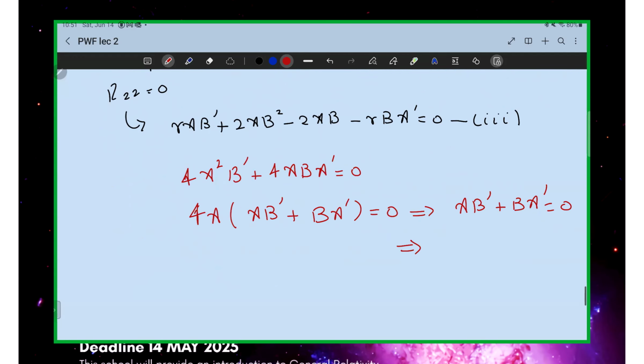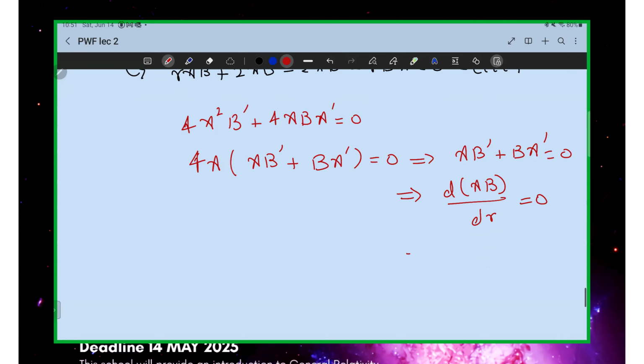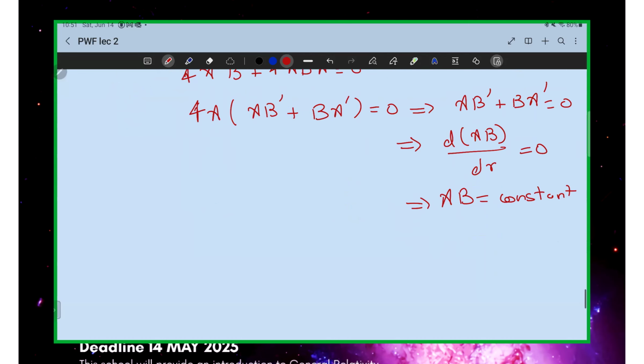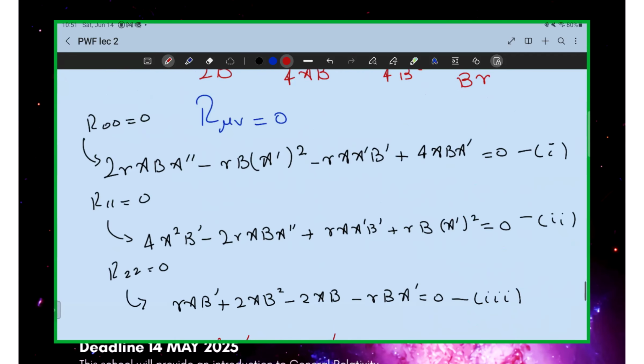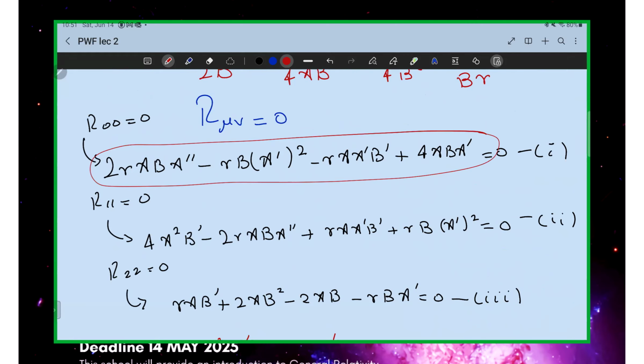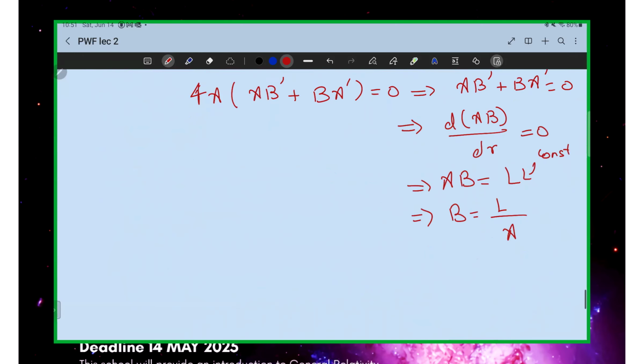The left hand side is just the derivative of ab with respect to r, and that gives you 0, which means that ab is a constant, right? Let me call this constant L. L is a constant, which means that B is just L over A. Whatever A is, B is just the inverse of that. Now, if I put this expression for B in equation 1, you have to calculate the derivatives of B, of course, because B's derivative will be in terms of A's derivative.